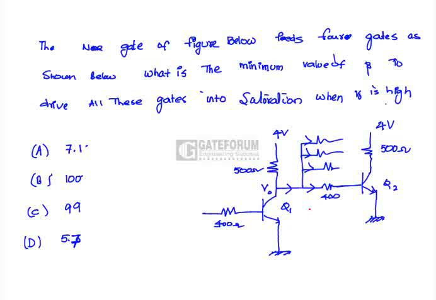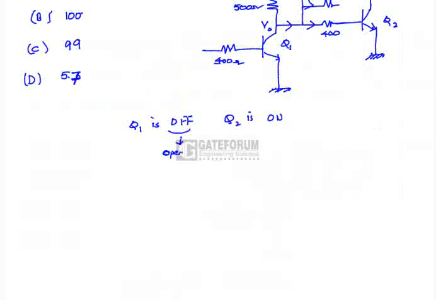Here the question is, the NOR gate of the figure below feeds 4 gates as shown below. What is the minimum value of beta to drive all these gates into saturation when V0 is high? Here, according to the question, Q1 is off, Q2 is on. Off means open, on means the transistor is in saturation.